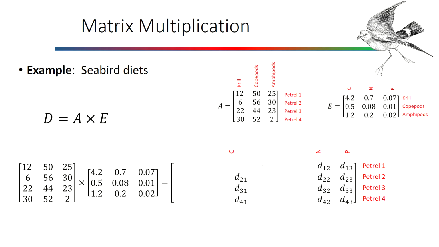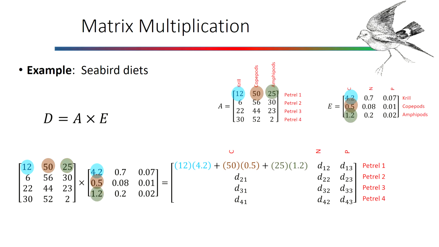So it is equal to the first element of row 1 of matrix 1 times the first element of column 1 of the second matrix, or in other words 12 times 4.2, plus the second element of the first row of the first matrix times the second element of the first column of the second matrix, plus the third element of the first row of the first matrix times the third element of the first column of the second matrix.